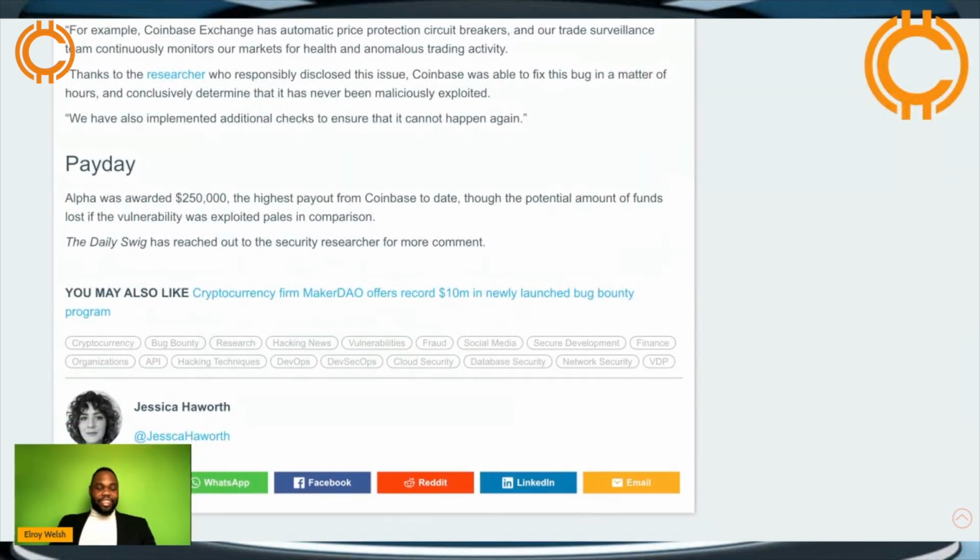Payday. So Alpha was awarded 250,000 US dollars, the highest payout from Coinbase to date. Though the potential amount of funds lost if the vulnerability was exploited pales in comparison. Yeah, so that's the end of the article there.